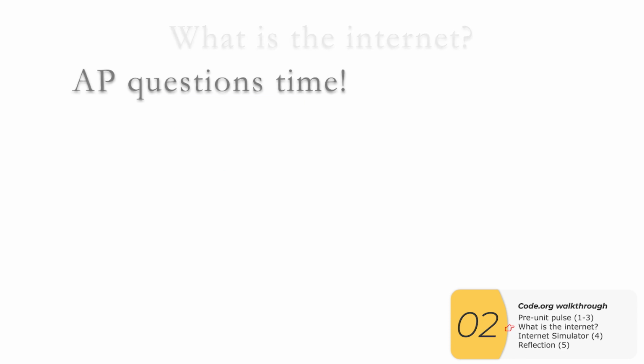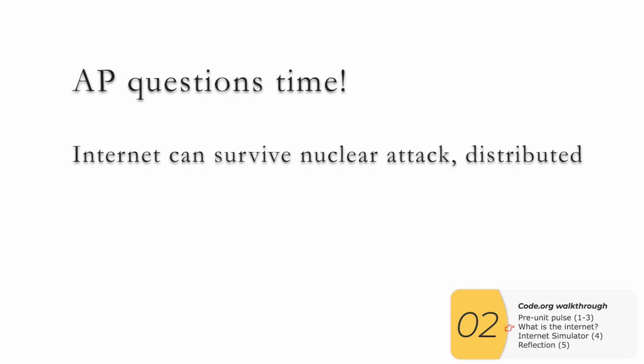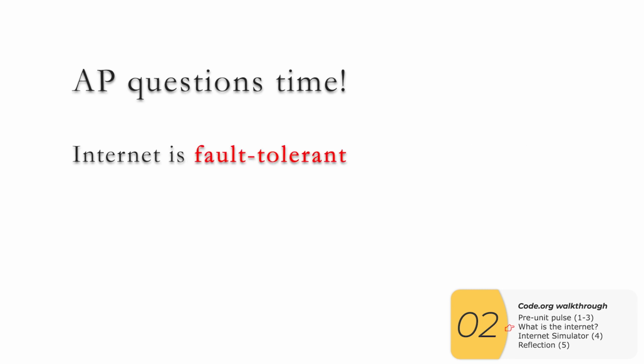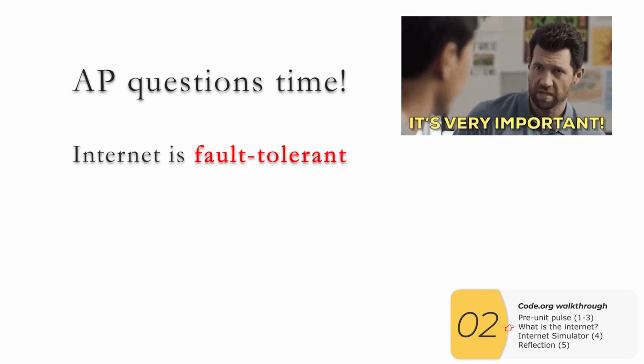There are certain concepts that the video goes over that will show up on the AP exam, and I'll go over those now. You might remember the video said that the internet can survive nuclear attacks and it's distributed. The vocab word you want to learn for this is that the internet is fault tolerant. That means that it's tolerant to faults. Faults are something that's going wrong. So the internet still works when things go wrong. And this is a super important term that you'll need to know for the exam.